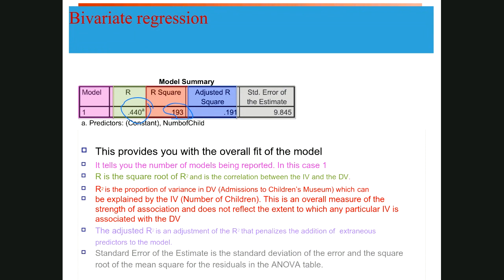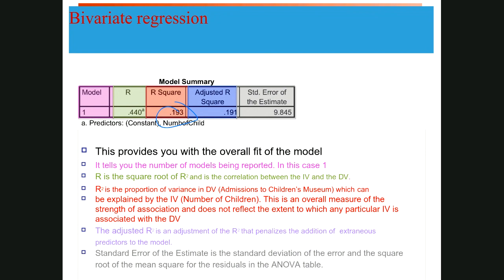But we translate this into a very useful number that we report in regression, which is the proportion of variance in the dependent variable which can be explained by the independent variable. So in this case, what percentage of the variance in going to a children's museum can be explained by knowing the number of children? And the answer to that, we multiply this value by 100, and we determine that 19.3% of the variance in admissions to Children's Museum can be accounted for or explained by knowing the number of children.